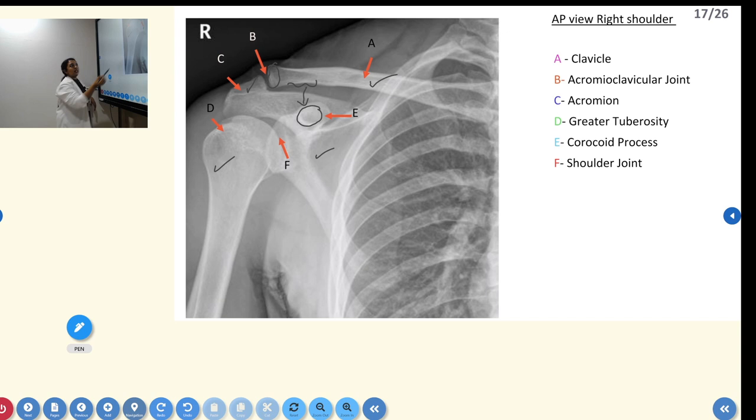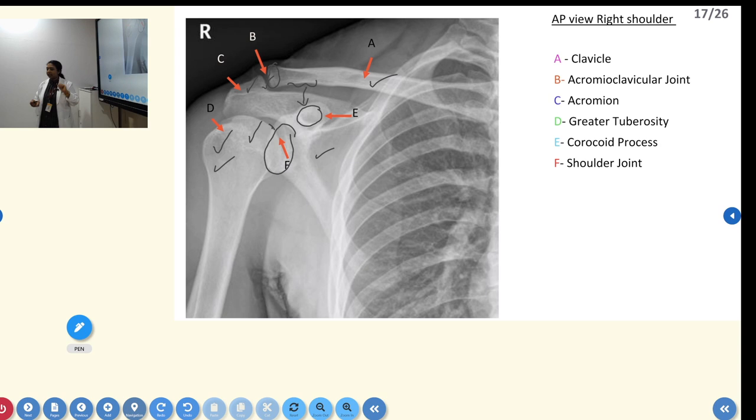Now the next process of the scapula that you can see here is the glenoid cavity or the glenoid process. And to the glenoid process articulates the head of the humerus. So here you have the head of the humerus, and here this is the greater tuberosity. The lesser tuberosity is not visible. Now coming to the joints, we have already discussed the acromioclavicular joint. Here we have the acromioclavicular joint, and here we have the shoulder joint. So this joint space here represents the shoulder joint. So that is basically the AP view of right shoulder.